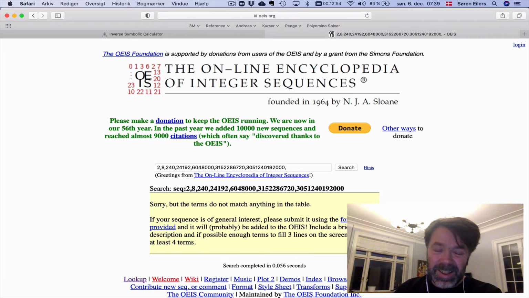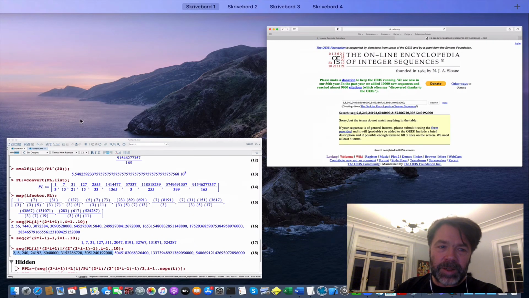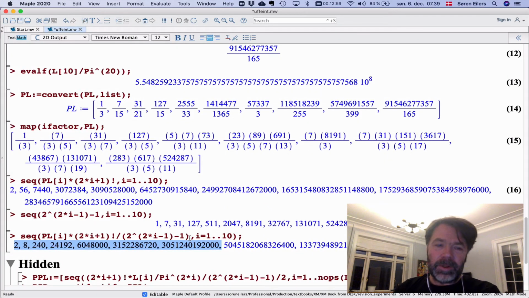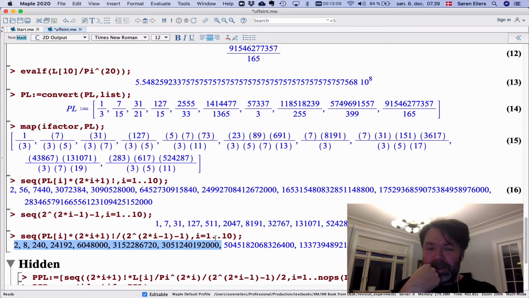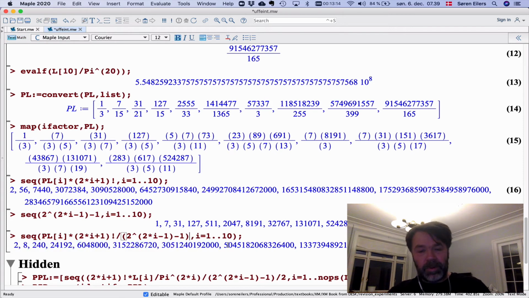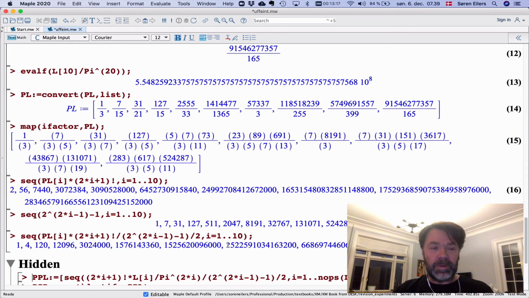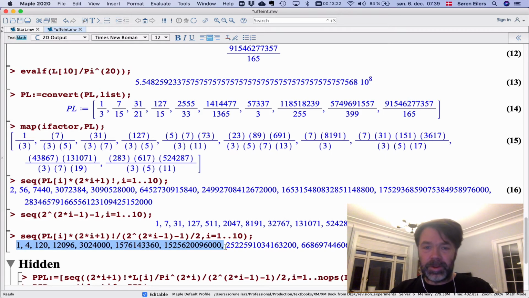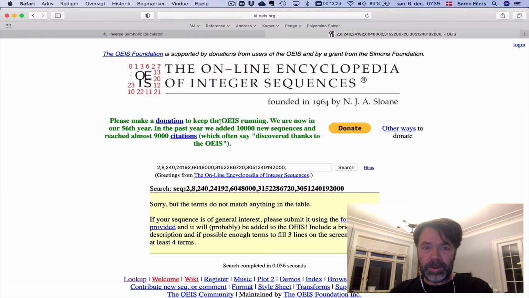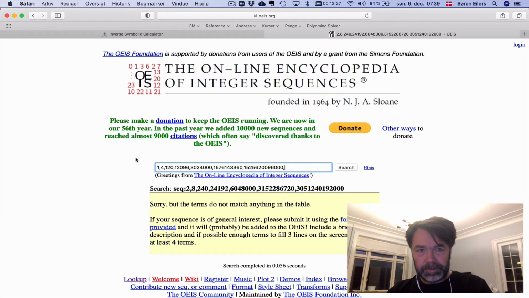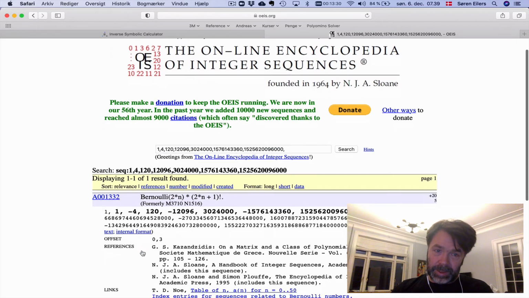Again, no hit. And then after scratching your head a little bit, what you can see is that these numbers are all even. And so you might think perhaps that you divided by a number which is a bit too small. So what you can try to do is you can cancel out these 2's. So these are now, I just divided by 2. And I plug this into the online encyclopedia. And then I do get a hit.